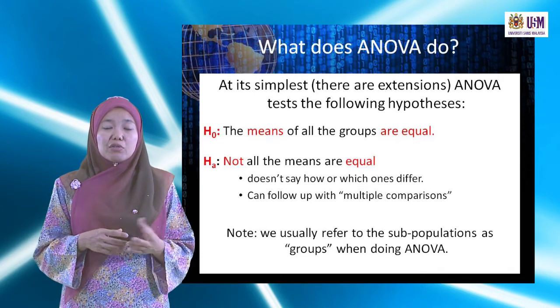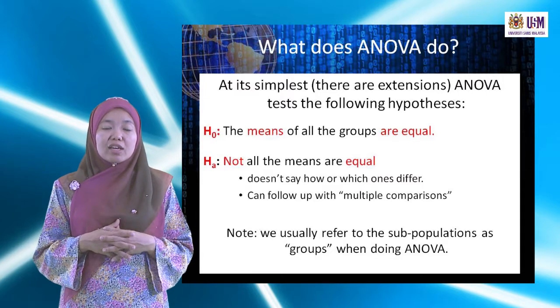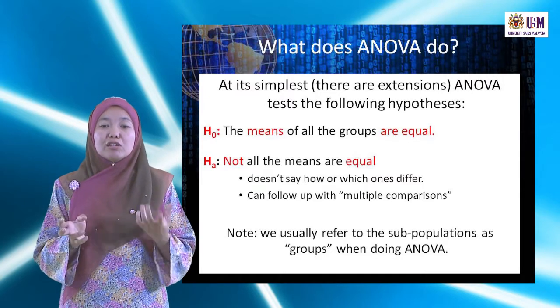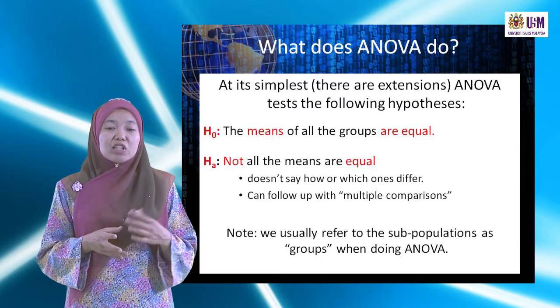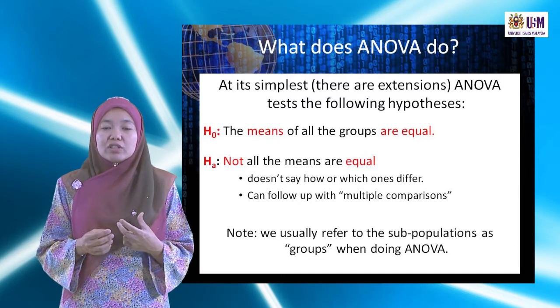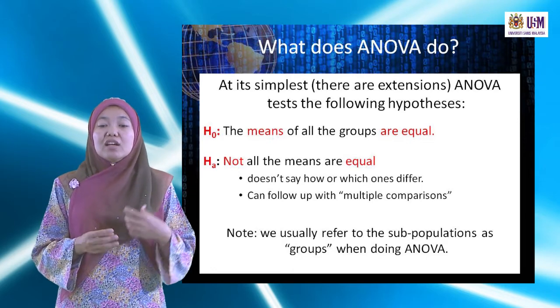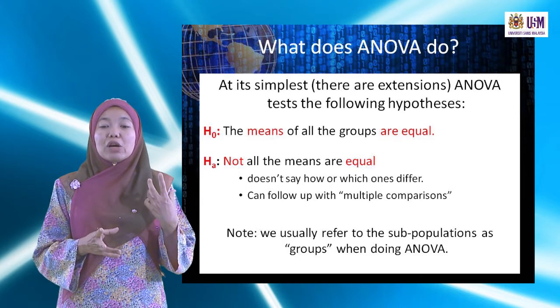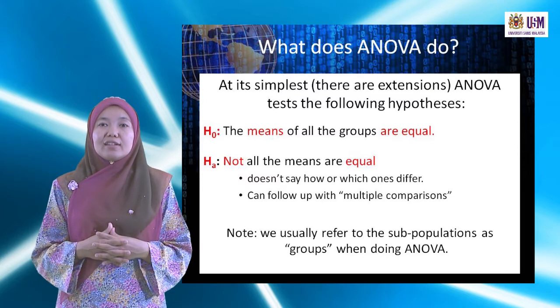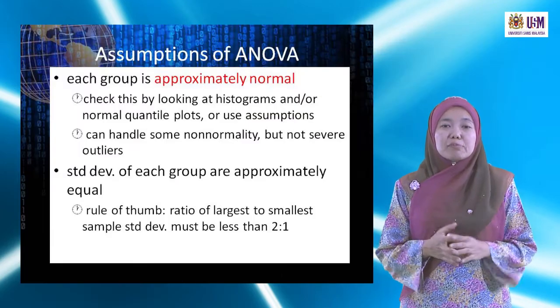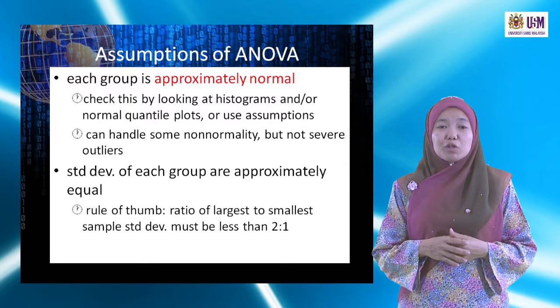Okay, just now when we talk about the different treatments, let's take note here. We usually refer to the subpopulations as groups. It's not correct for me to use K as number of population. So K basically refers to the number of treatments or the number of subpopulations when doing ANOVA.